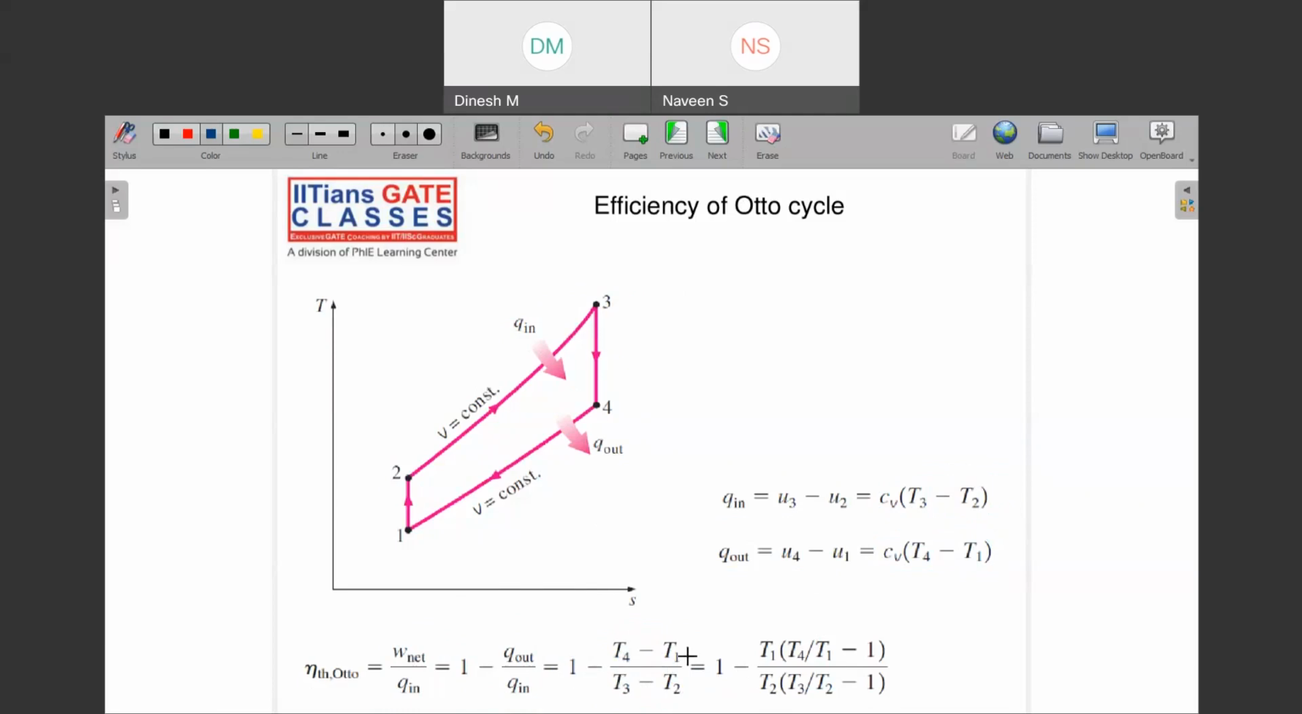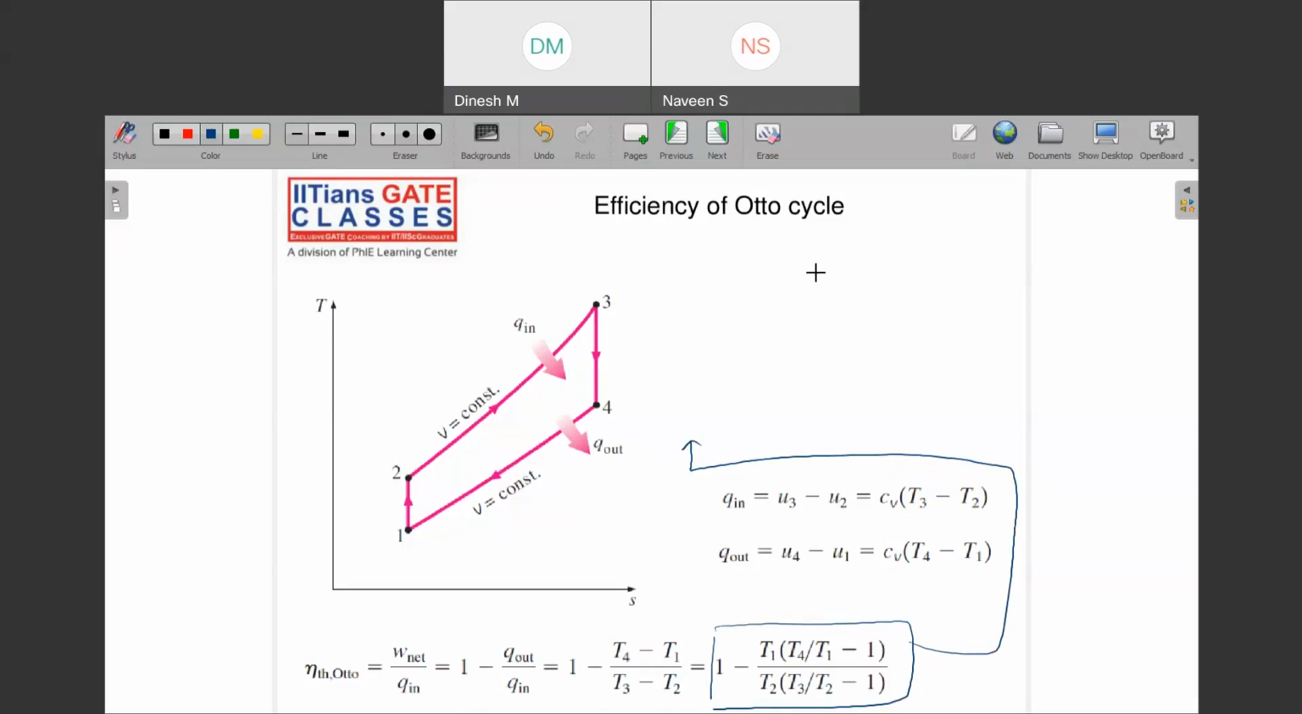1 minus (T4 minus T1) upon (T3 minus T2). This is equal to this one. Okay, so when we step further from this point onwards, we need to find out these ratios: T1 upon T2, T4 upon T1, and T3 upon T2. Once we know these ratios, then we can move further.